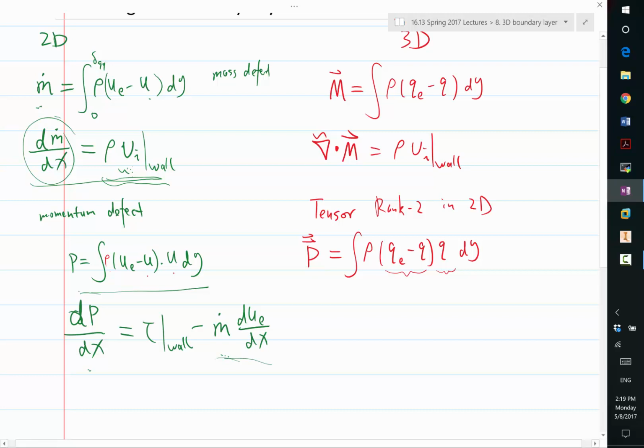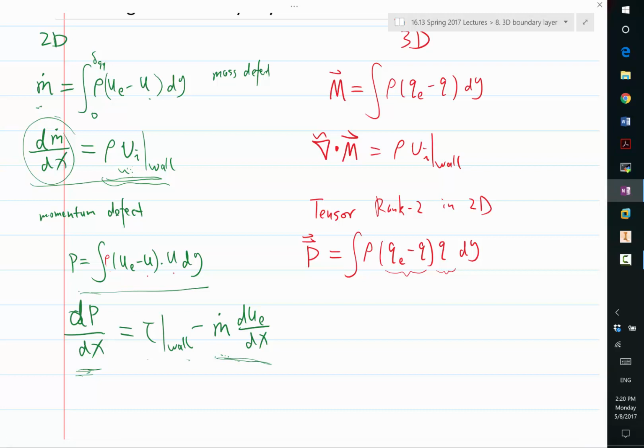Right. So the evolution of momentum defect has two sources. One is tau at the wall, right? If you have a lot of stress at the wall, that slows down the velocity and increases the momentum defect. And the second term is this. It's a contribution from the pressure gradient. If you have a favorable pressure gradient, that means you have a positive dU dx. That actually removes the momentum defect from the system.